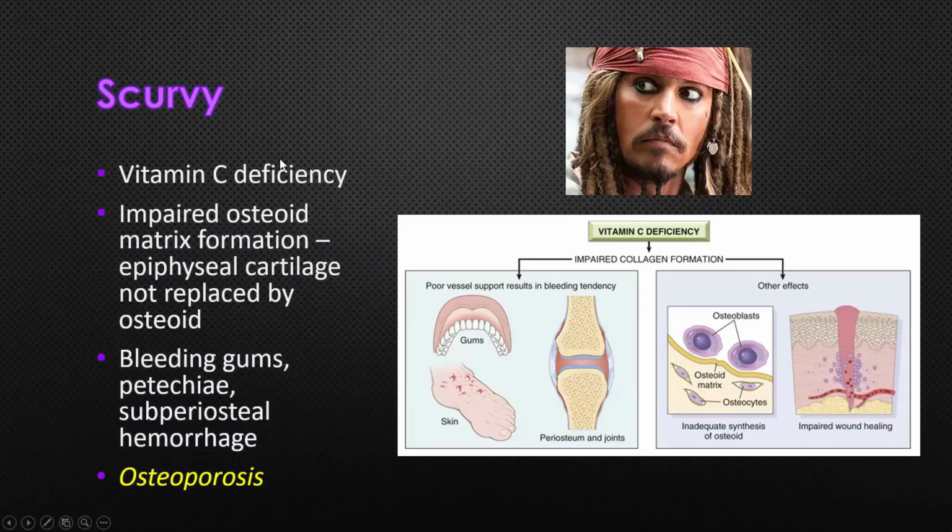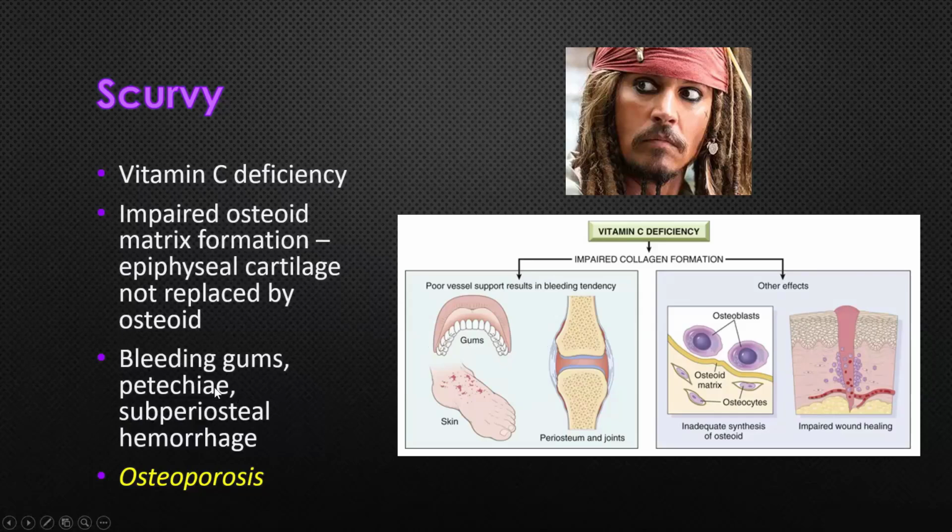Scurvy is a vitamin C deficiency. It can affect bone formation though, because it affects collagen, and specifically your type 1 collagen, which is the common one. And that's what's required for osteoid formation. And so if you have impaired osteoid matrix formation, you're going to get impaired mineralization in the bone.